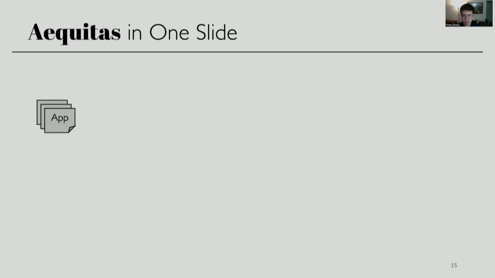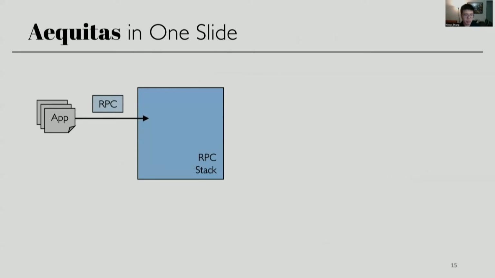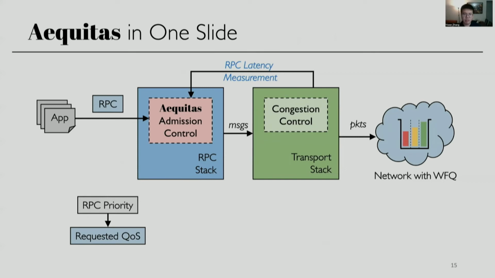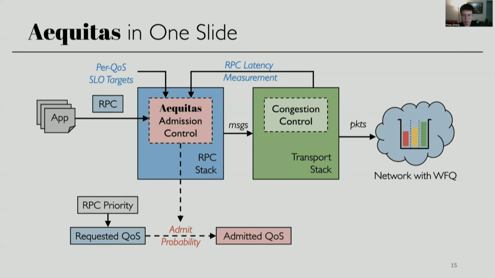Next, before we move on to the evaluation results, let's do a quick recap to see how Aequitas works in a high-level system diagram. When applications issue an RPC, we map its RPC priority into a requested QoS level. At the same time, Aequitas admission control is sitting on the RPC stack and collects RPC latency measurements. Based on the per-QoS SLO targets, it computes an admit probability to decide whether this RPC gets admitted or downgraded. Finally, when this QoS downgrade happens, it sends back an application notification.